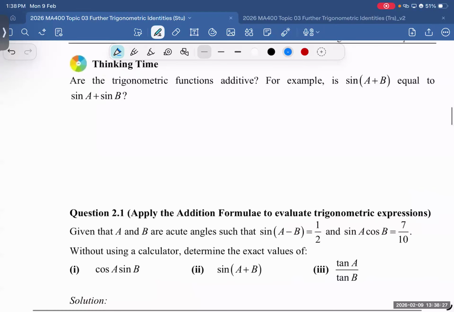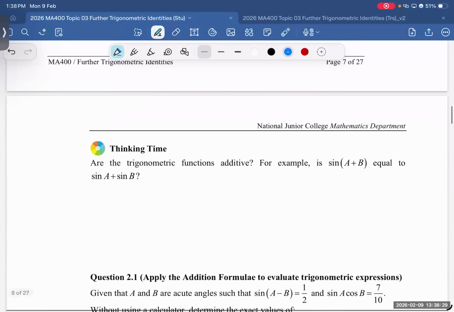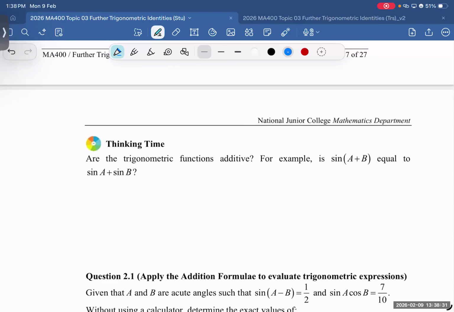Okay, now this one. Are the trigo functions additive? Are they addicted to anything? No. Additive, they are not. That means, is this true? Obviously, it's not. This is a novice mistake. A lot of people, for example, write down sine 30 plus 45 and say that it is the same as sine 30 plus sine 45. This is a novice mistake. Is it true? Obviously, it's not.